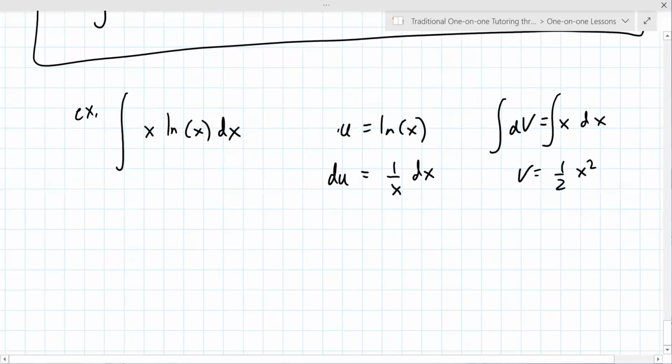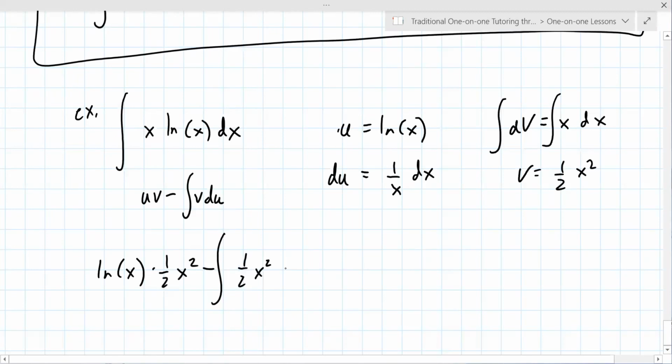So let's do our substitutions. uv minus the integral v du. Natural log of x times 1/2 x squared minus integral of v, 1/2 x squared times 1 over x dx.